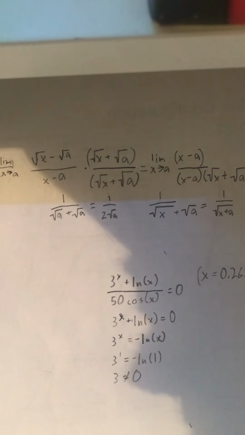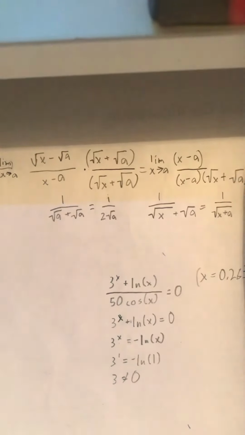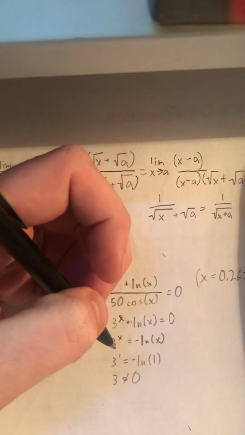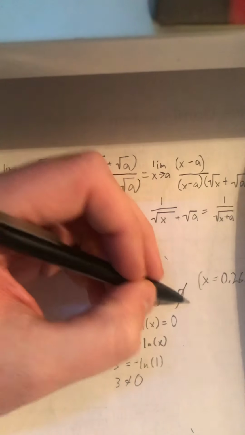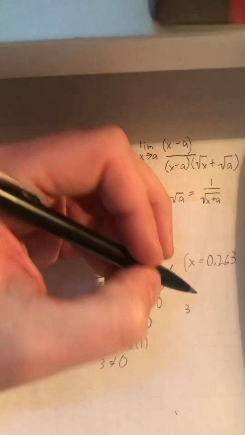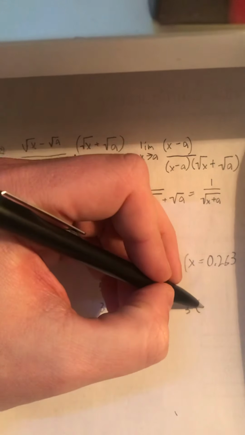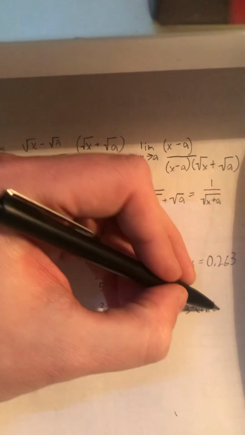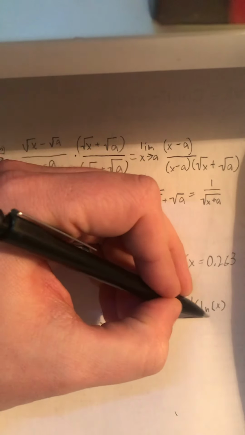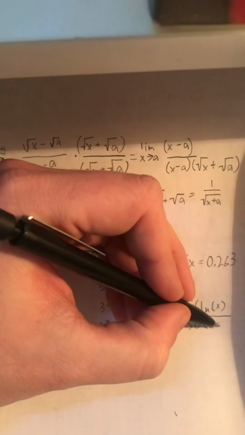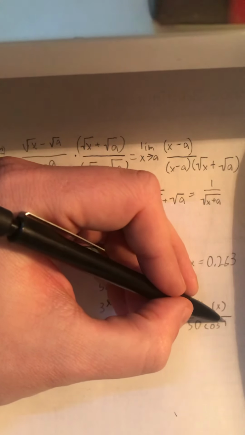Now, using the intermediate value theorem, if I remove this entirely and use the intermediate value theorem, I would come out to 3 to the power of 1 plus the natural log of x, and then 50 cosine of 1.